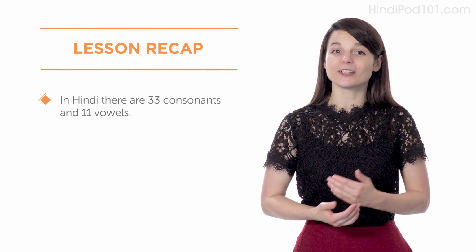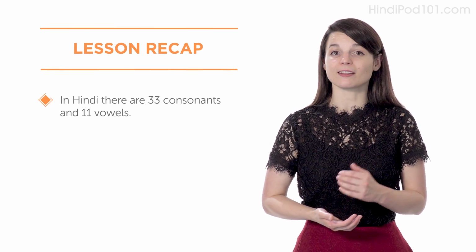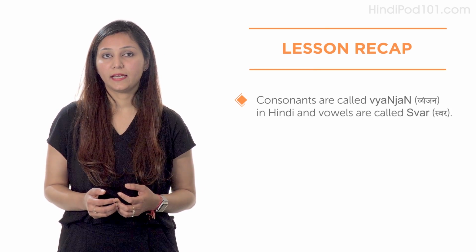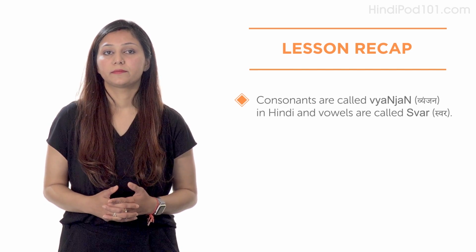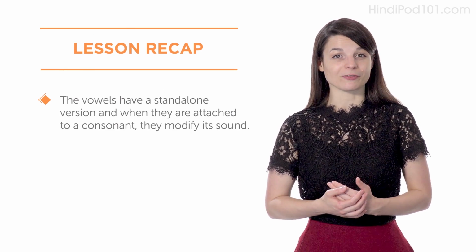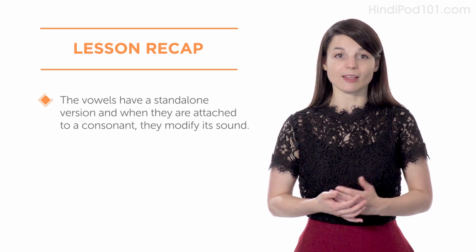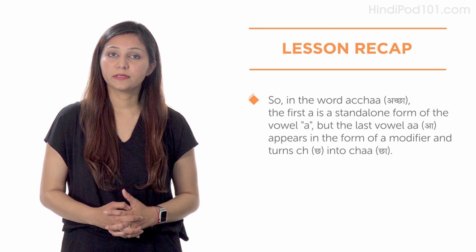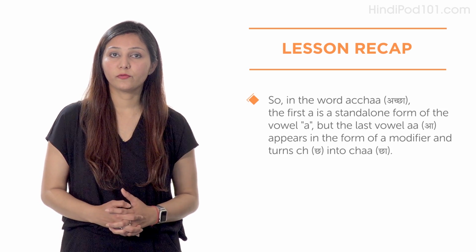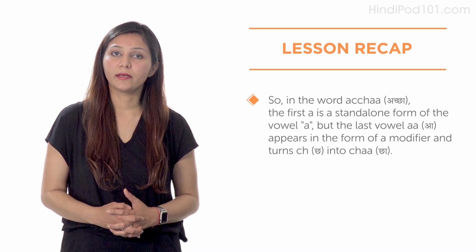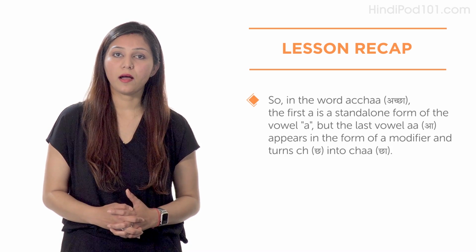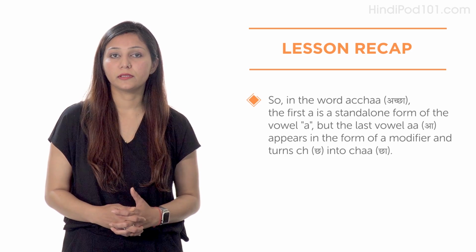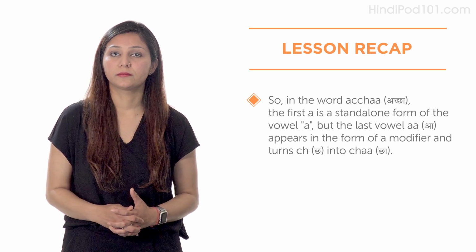In this lesson, we learned that in Hindi there are 33 consonants and 11 vowels. Consonants are called vyanjan in Hindi and vowels are called swar. The vowels have a standalone version, and when they're attached to a consonant, they modify its sound. So, in the word acha, the first a is a standalone form of the vowel a, but the last vowel a appears in the form of a modifier and turns ch into cha.